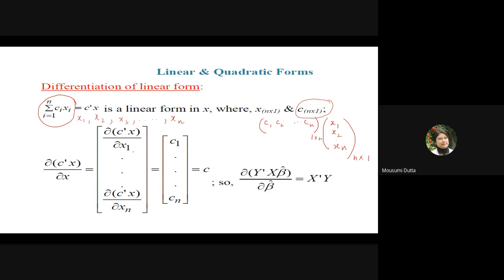So, when I am taking the derivative, from the first term, actually I have all n terms here. However, when I am taking the derivative with respect to x1, I am getting back c1 because it is c1 x1 plus c2 x2 plus cn xn.